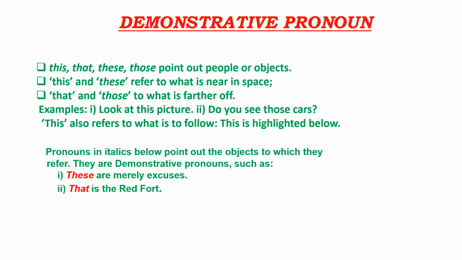Demonstrative pronouns are this, that, these, those. They point out people or objects. This and these refer to things which are closer. That and those refer to things which are farther off. Look at the picture, this picture. Do you see those cars?